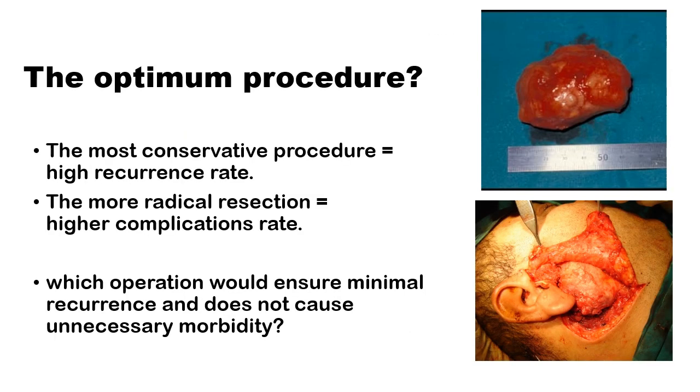A very general overview of these results would set up the scene. The most conservative procedure, the simple enucleation, which is now almost obsolete, would carry the highest recurrence rate. On the other hand, the more radical resections would carry the higher complication rates. The optimum procedure is somewhere in between, one which would ensure minimal recurrence and does not cause unnecessary morbidity.